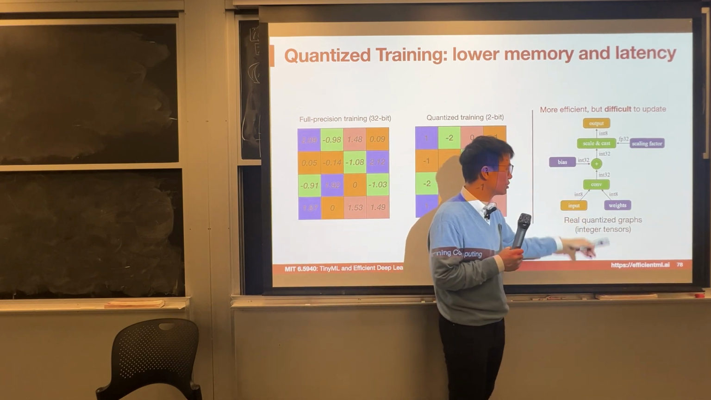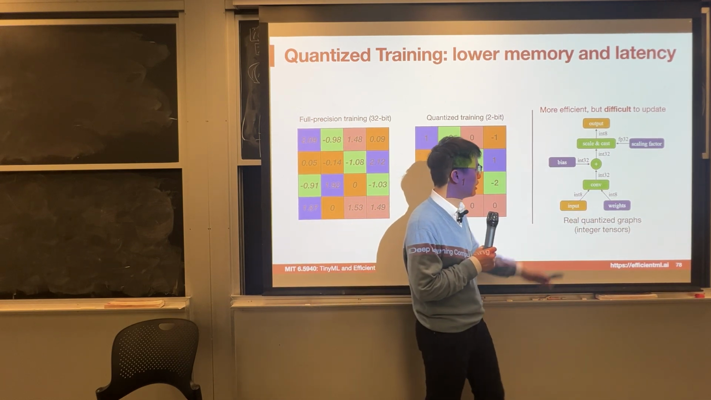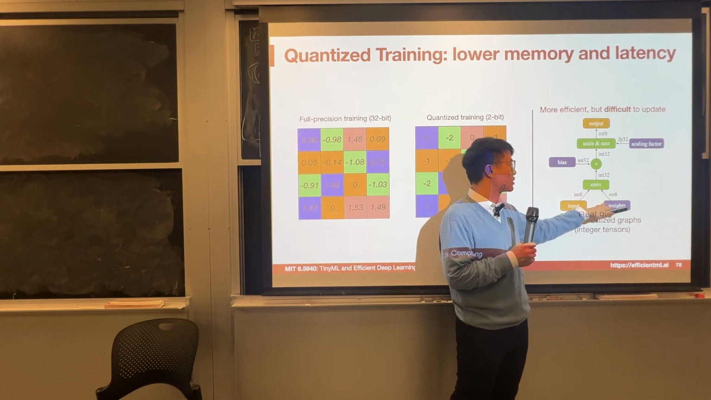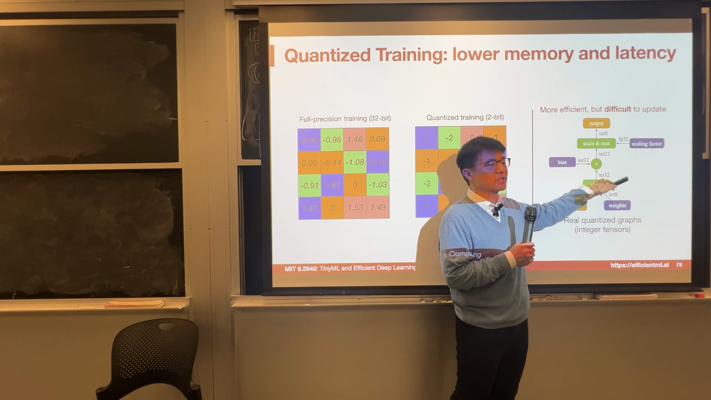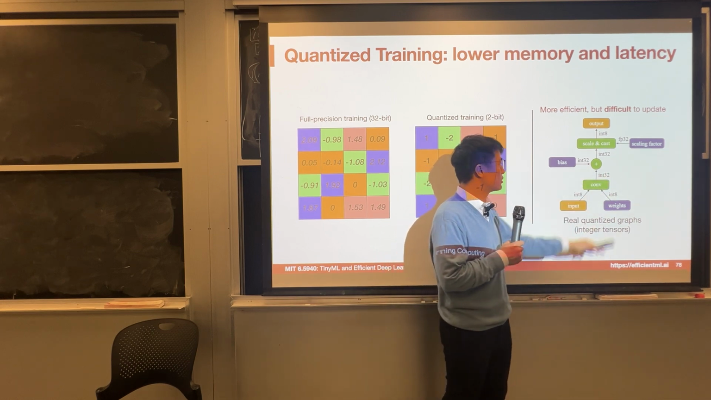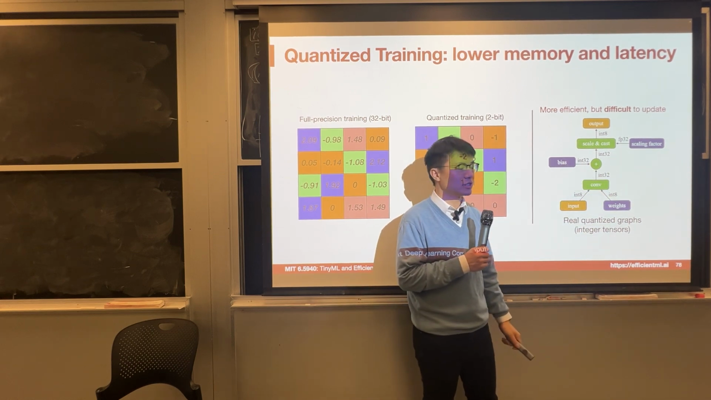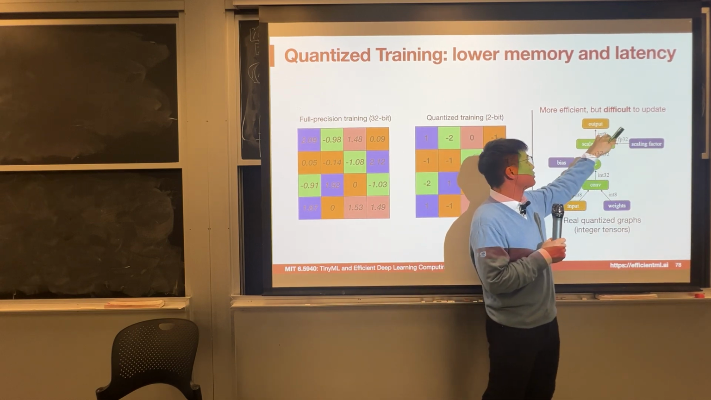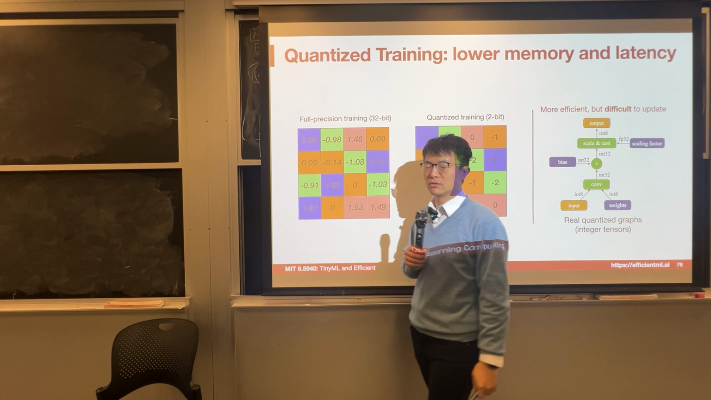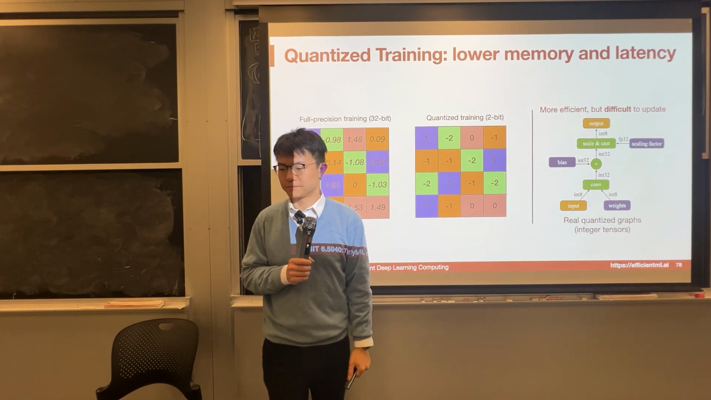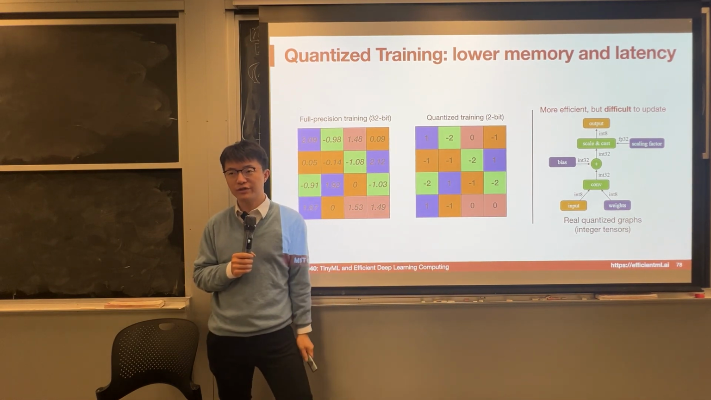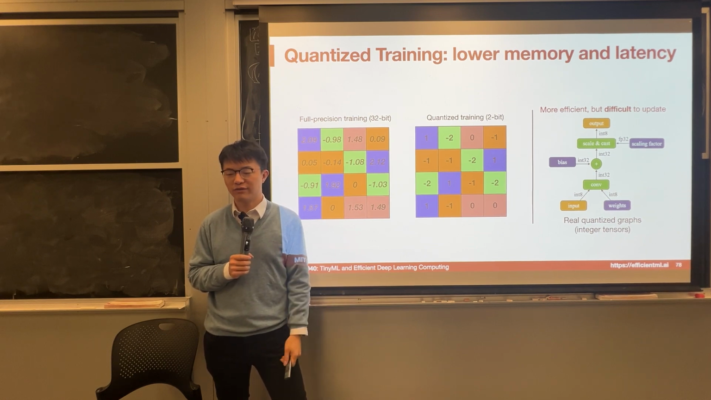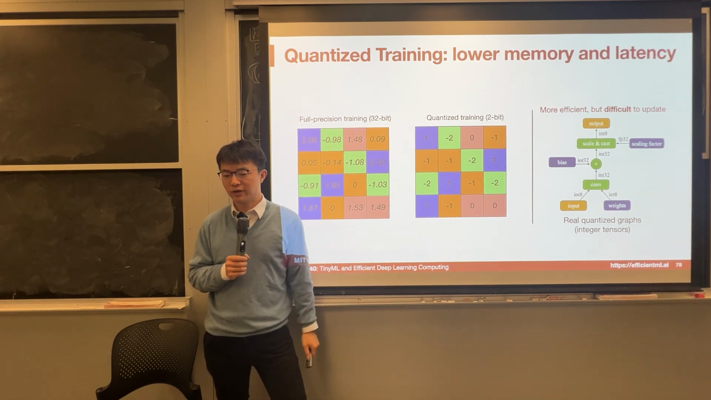So this is the real quantization graph. We have the input, we have the weight. Using the quantized approach, we do the convolution in int8. The result is accumulated in int32. We add a bias, which is also in 32. We scale it with a scaling factor, and then we can quantize again to feed to the next layer. This is very efficient. You have 4x less bit width compared with FP32, but it's difficult to update.